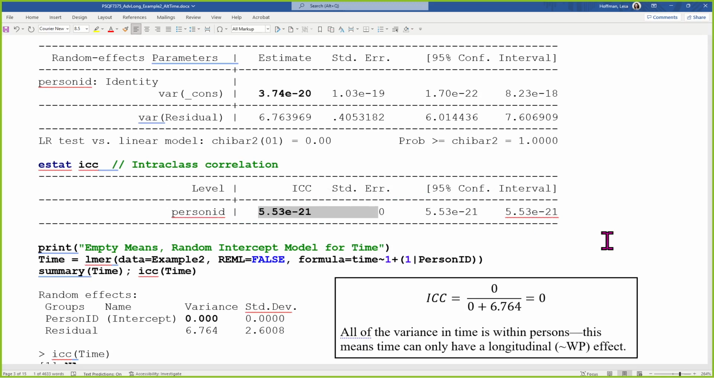Not surprising, right? Time is supposed to be only within person, so this is just reminding you that's what that means. So if we put time into the model, the only possible interpretation of its effect is a within-person effect, because that's the only kind of information it has, on purpose, deliberately.